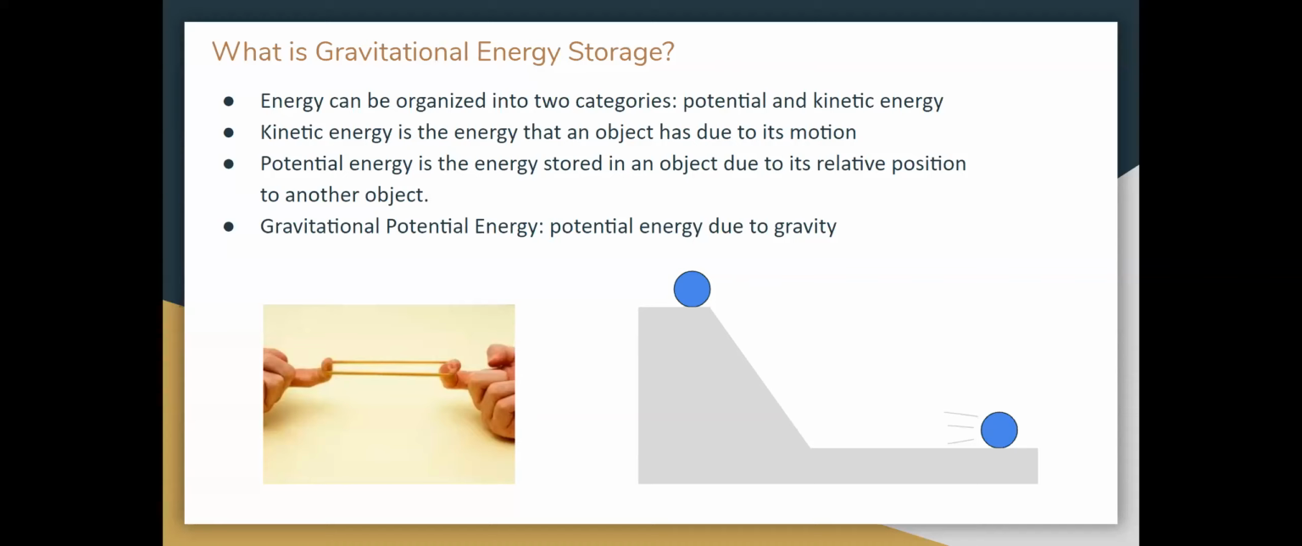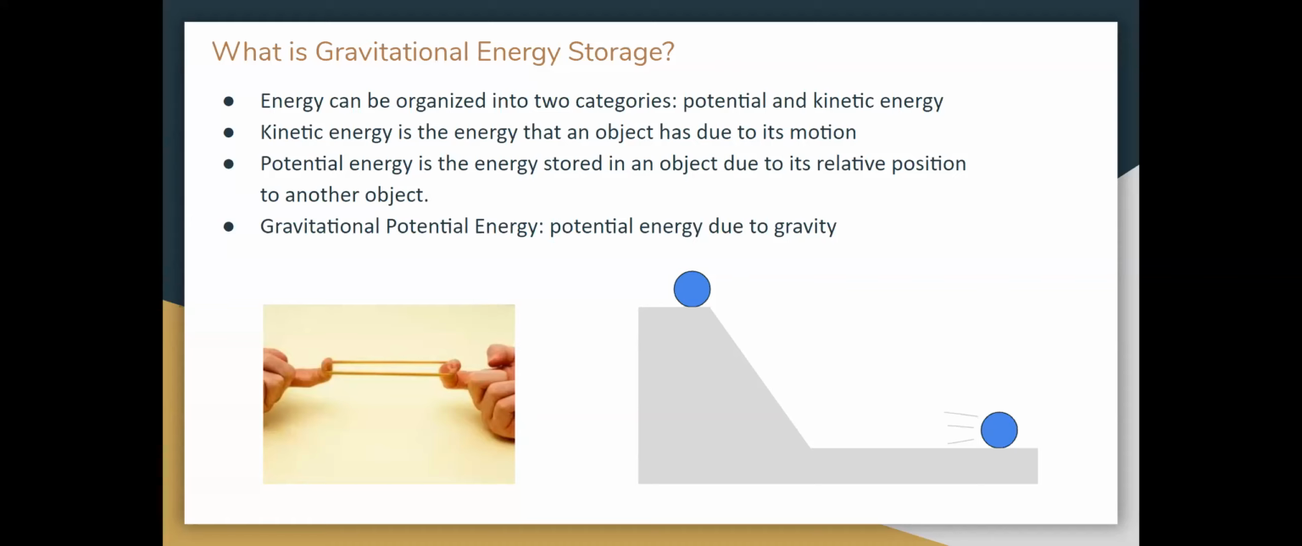Gravitational energy storage in this sense is storing energy as gravitational potential energy. All the way from elementary school and middle school up to college level physics classes, we've learned many of the principles around different forms of energy. As a refresher, energy can be organized into either kinetic or potential energy. Kinetic energy is the energy an object has due to its motion. The ball at the bottom of the slope on the bottom right of the PowerPoint is the classic example of kinetic energy.